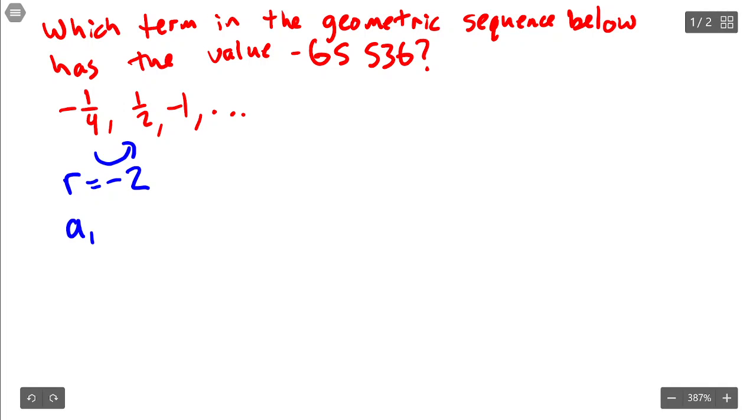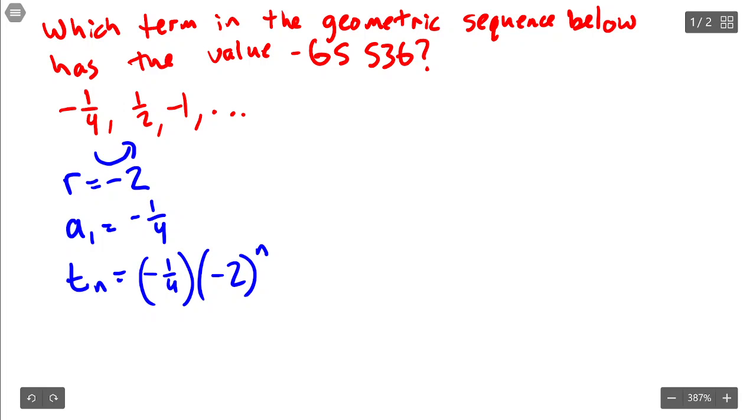And our initial term is negative a quarter. And so then our general term, Tn, is our initial value, negative a quarter, times our ratio, negative 2, to the n minus 1. So essentially we just need to basically guess the power.